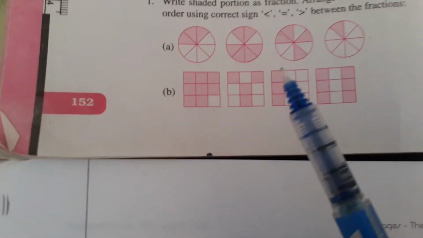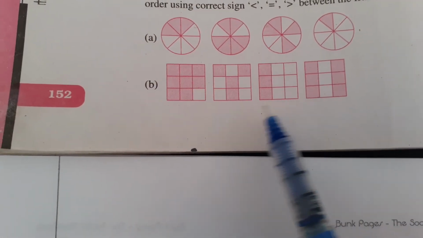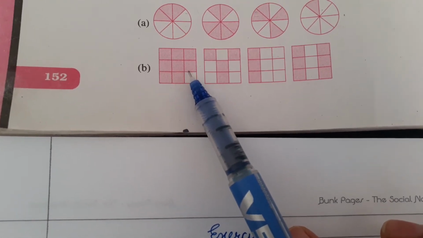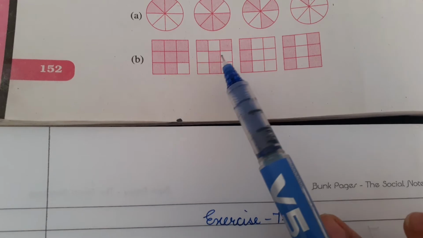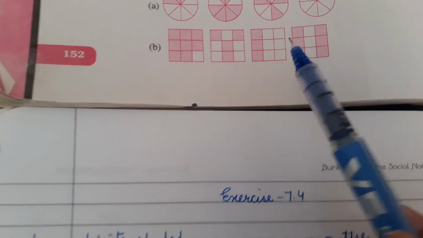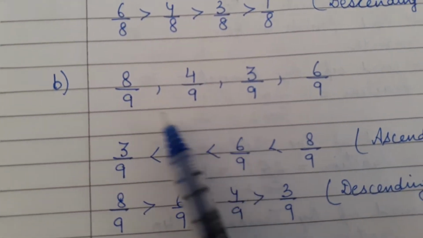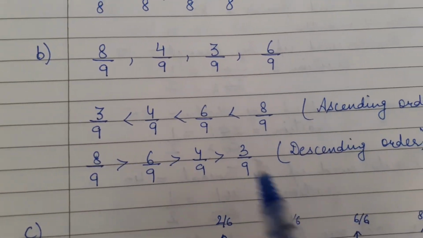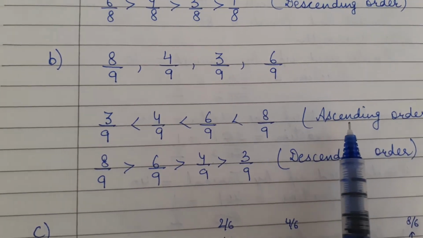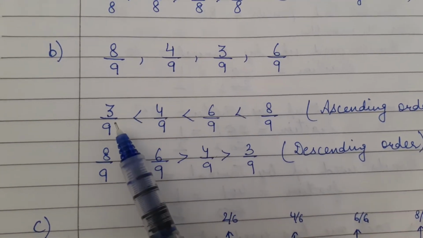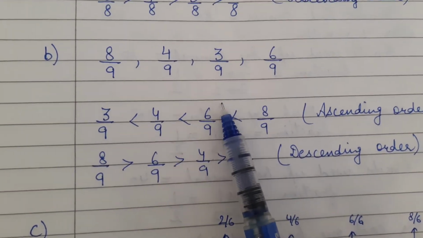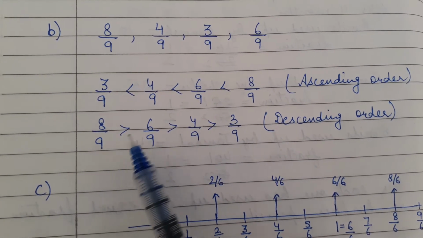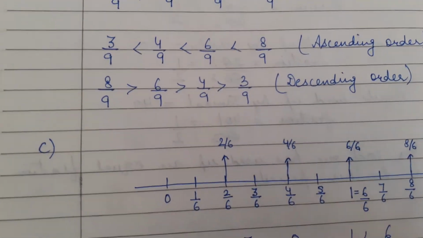Now in part B, 4 squares are given here, and we have to write down the fraction of the shaded part. So this is 8 by 9, here it is 4 by 9, 3 by 9 and 6 by 9. Now we have to arrange the fractions in ascending and descending order. In ascending, first we will write the smallest fraction. So 3 by 9 is smallest here, then 4 by 9, then 6 by 9, then 8 by 9. And in descending order, 8 by 9, 6 by 9, 4 by 9 and 3 by 9.